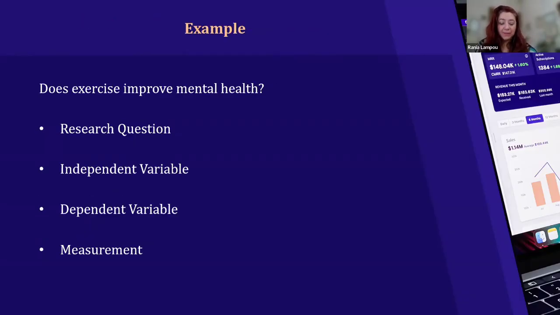What is the independent variable here? The frequency of exercise. What is the dependent variable? Score on a mental health scale. And measurement: exercise frequency measured by weekly sessions, and mental health measured by a standardized psychological questionnaire.